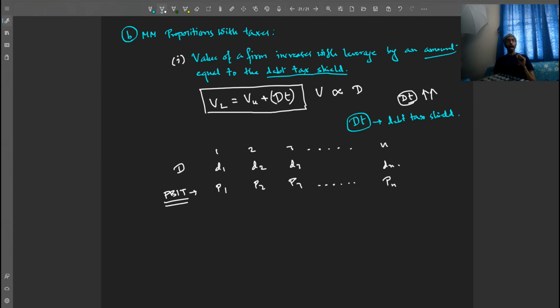Now, after interest payment, that is profit before taxes, we have paid the interest, only taxes are left. After paying the interest, what are the profits? This is equal to P1 minus D1, because we have paid the interest or the EMIs, whatever the financial costs are. P1 minus D1, P2 minus D2, P3 minus D3, Pn minus Dn, like this, right?